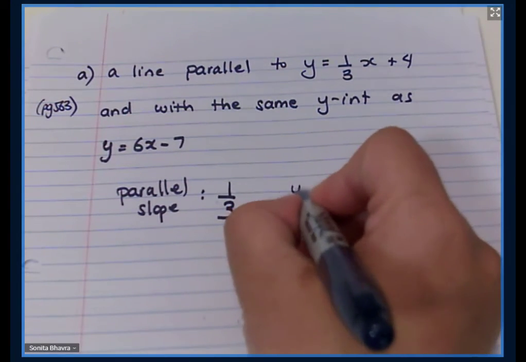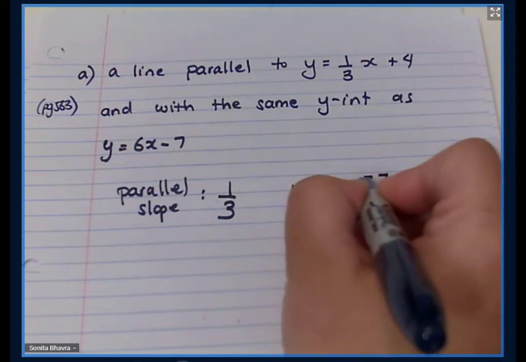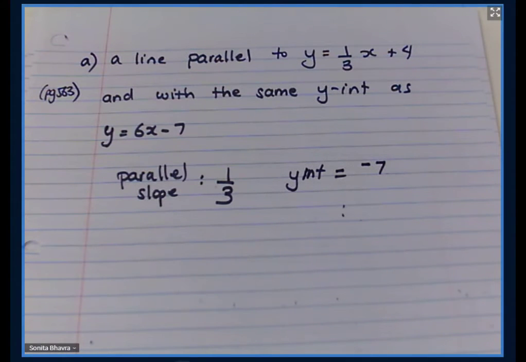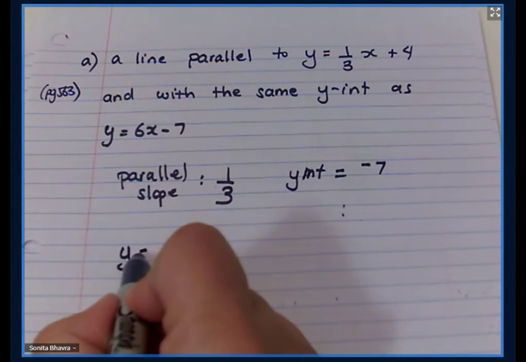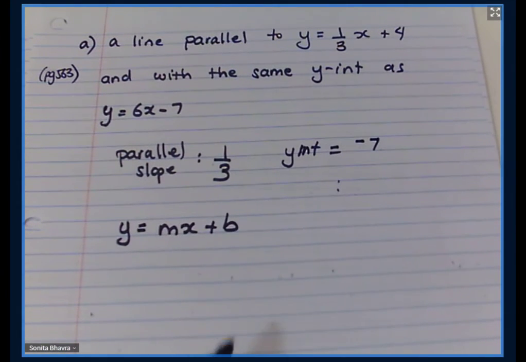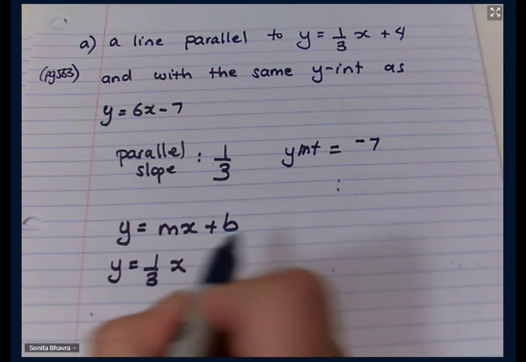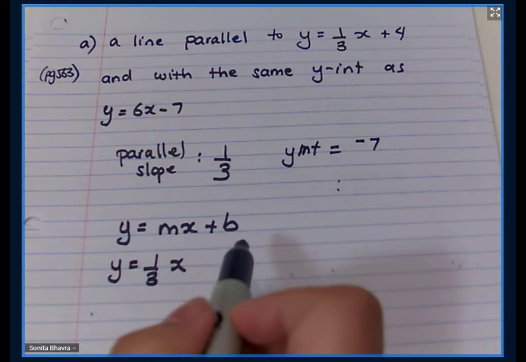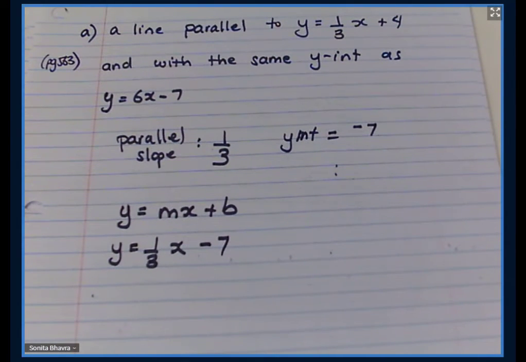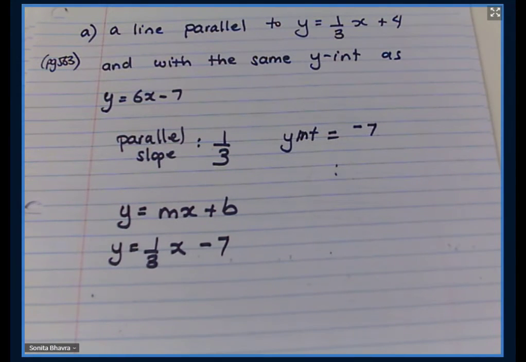So therefore our y-intercept is negative 7. Since we have these two pieces of information, we can write out our line in y equals mx plus b form. Slope will be 1 over 3, and then our y-intercept is negative 7. So y equals 1 over 3x minus 7. That is the slope, and that is the y-intercept.